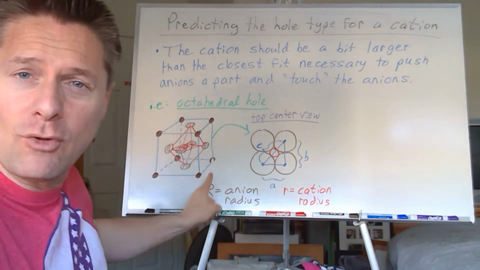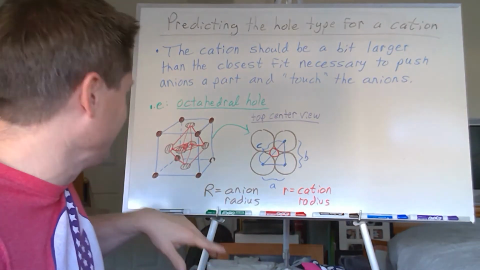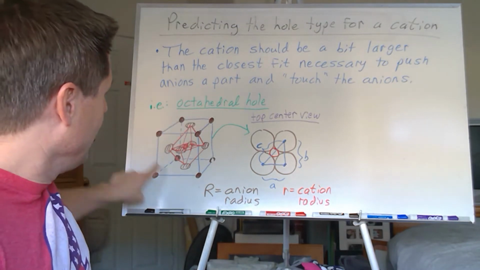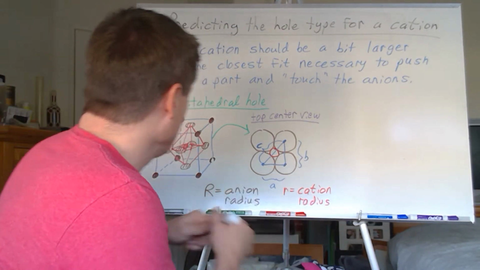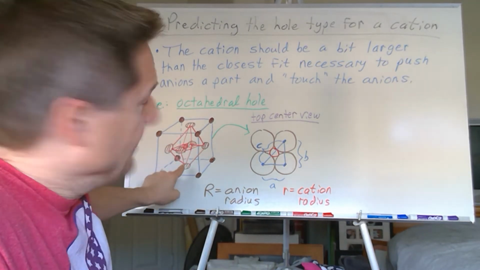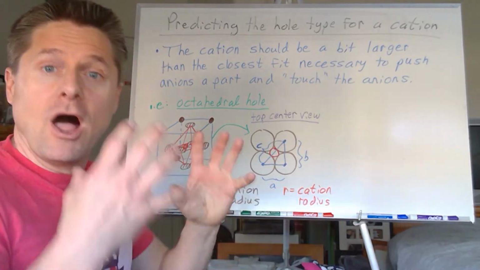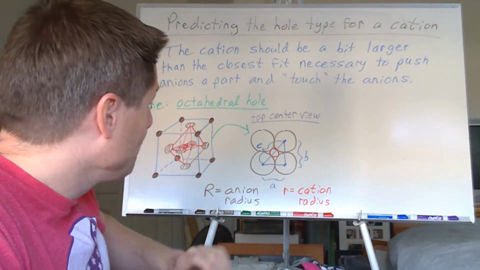Let's take the octahedral hole again. These take forever to draw. It broke my heart to erase the last board. So we've got the 8 corner atoms here, or anions in this case. And then we've got the 6 faces, and then the octahedral hole is in the middle of those 6 facial chlorides. So it's a pretty big hole.